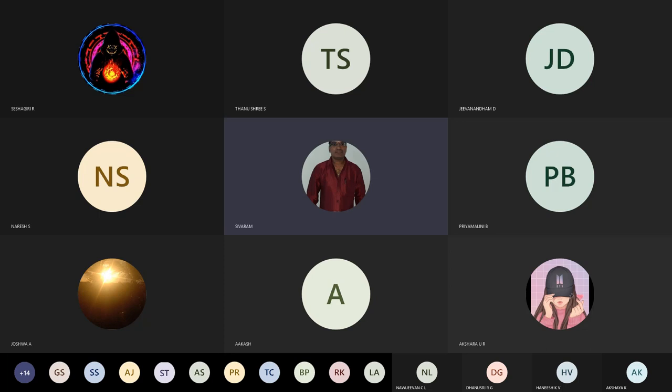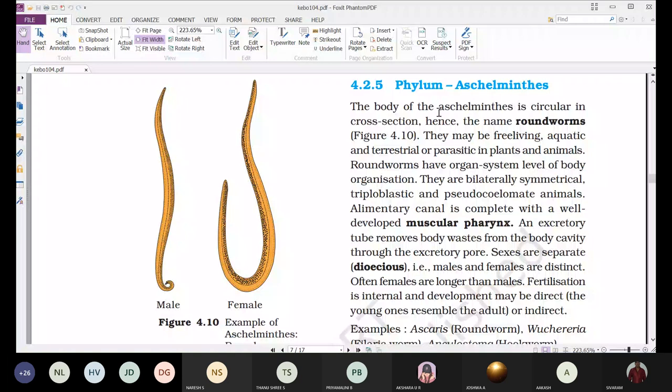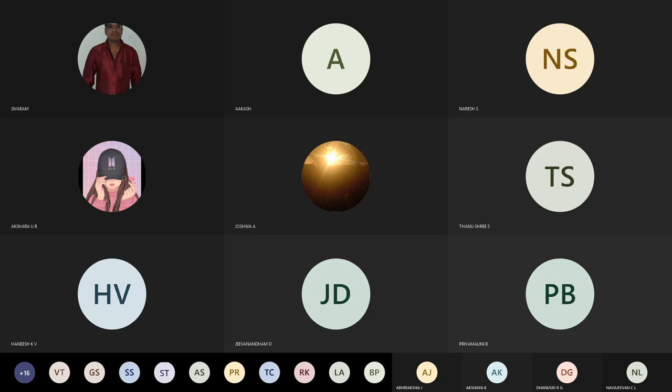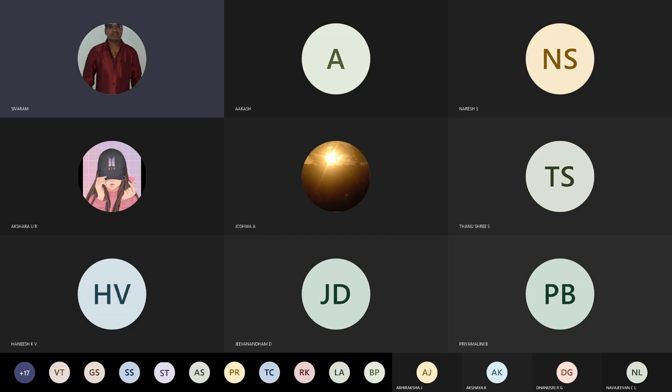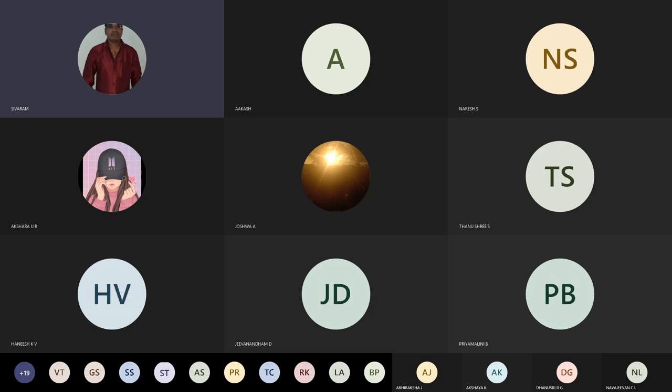When you observe the phylum Aschelminthes, the body of the Aschelminthes is circular in cross section. These are round, elongated, worm-like organisms. That's why these organisms are commonly called roundworms, because they are circular in section.